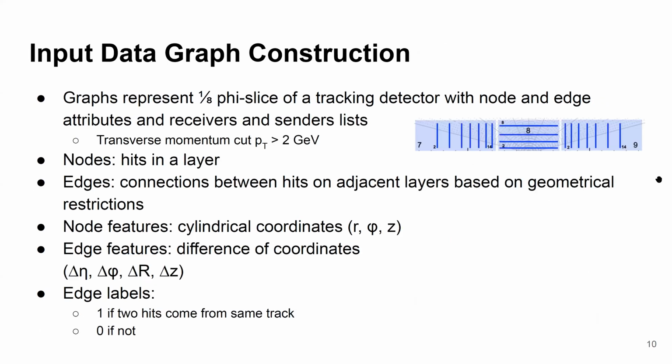So the input graphs that we put into our model represents a 1/8 phi slice of a tracking detector with node and edge attributes and receiver and sender lists. We set up for a PT cut of 2 GeV and focused on the innermost layers of the tracking detector, similar to the IRIS-HEP GNN pixel project that's ongoing right now. The nodes in the graph represent hits in the layers, and the edges are the connections between hits on adjacent layers within geometric restrictions, of course. The node features are cylindrical coordinates, and the edge features are the differences of coordinates. And the edges are labeled with a 1 if the 2 hits come from the same track, and 0 if they don't.